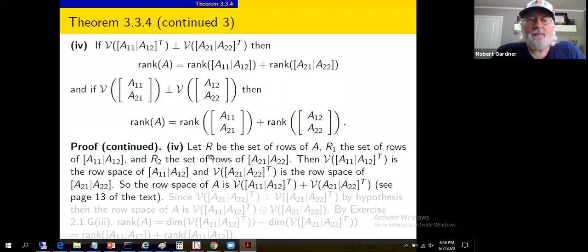Okay. So let R be the set of rows of A altogether. Let R1 be the rows in the top half, R2 the rows in the bottom half. When we look at the column space of the top half transposed, this is the row space of the top half. And when we look at the column space of the transpose of the bottom half, this is the row space of the bottom half.